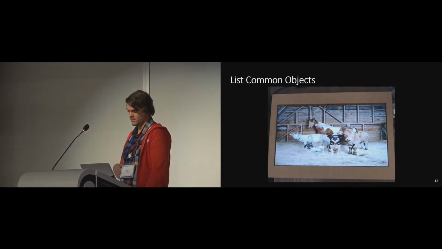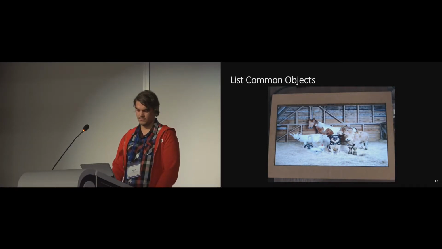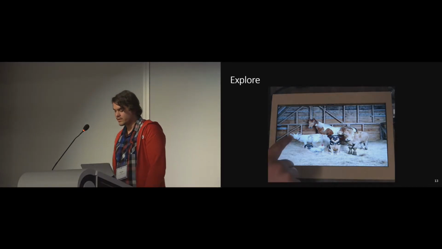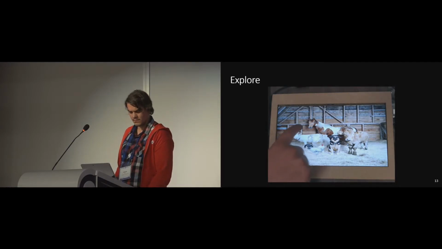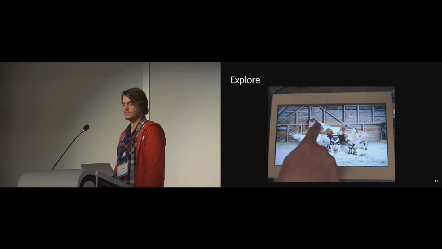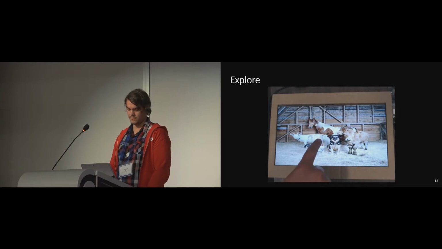Objects in image. Dog. Sheep. Ram. Chicken. And the user can explore by touching and dragging their finger around. Goat. Located boards. Located horse. Located sheep.